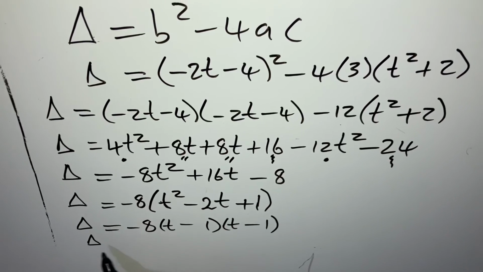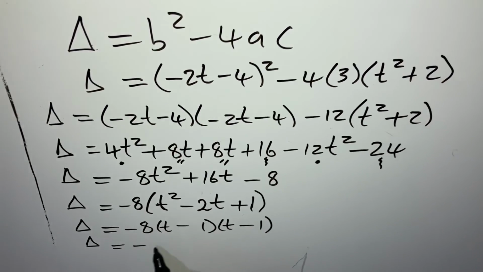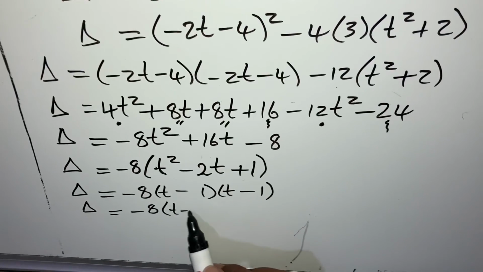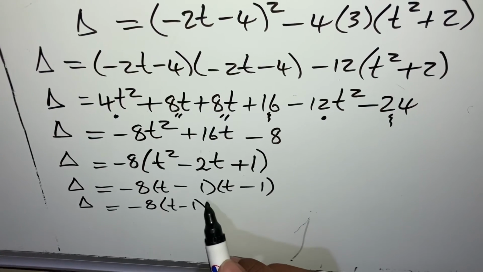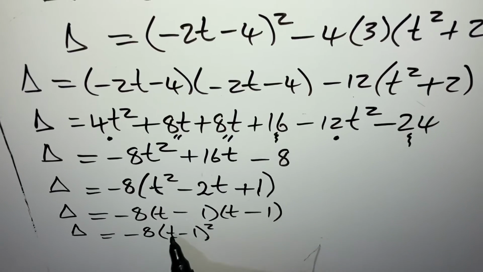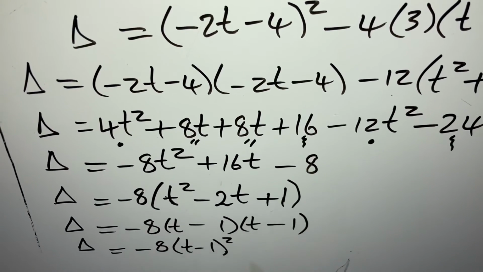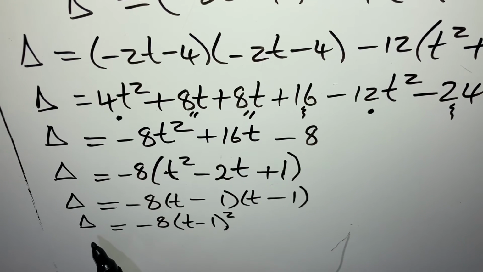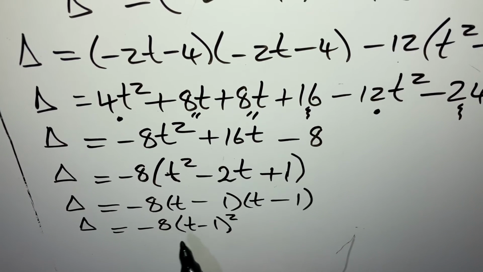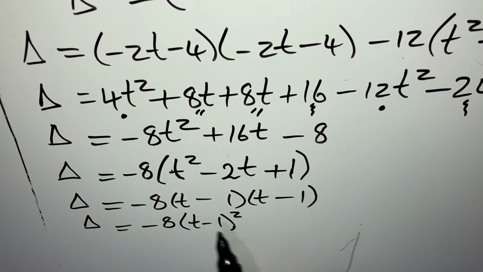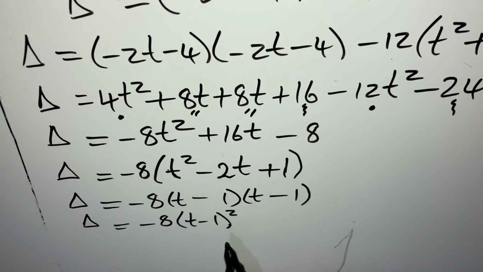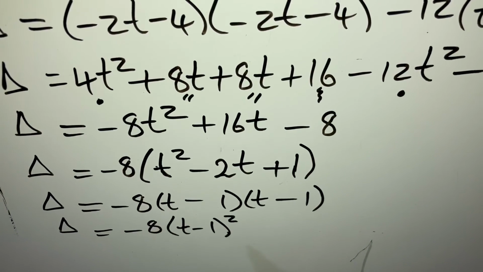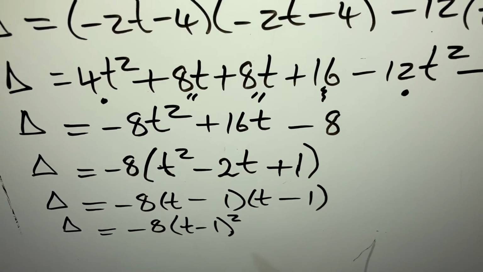So my delta is now negative 8, same bracket twice, t minus 1 squared. So my delta is equal to negative 8 times (t minus 1) squared. Then I'm done finding my delta. I then have to go on to comment.